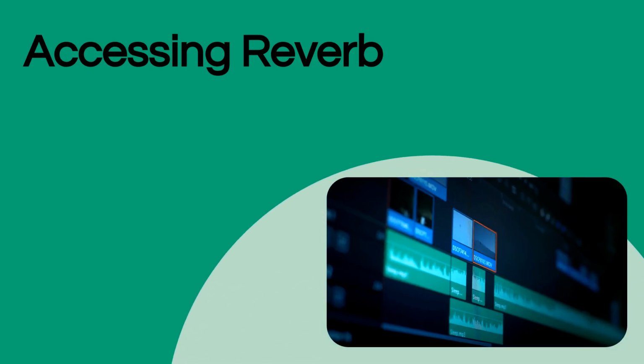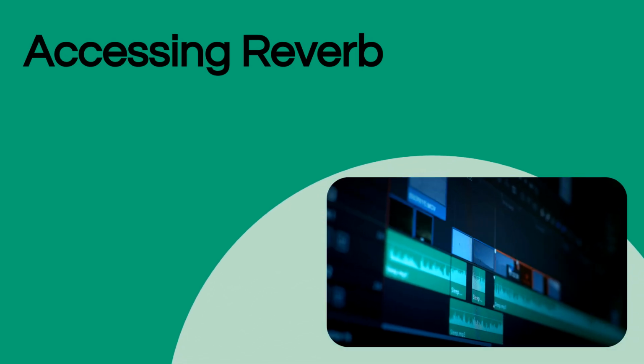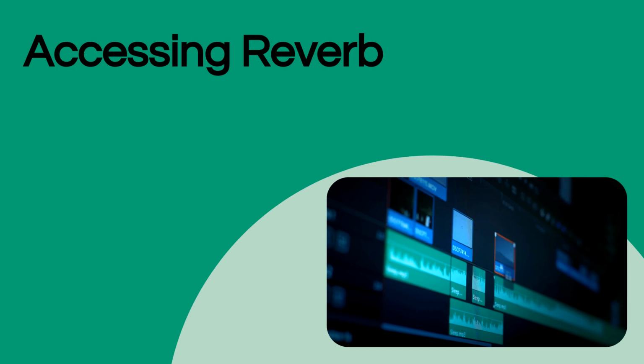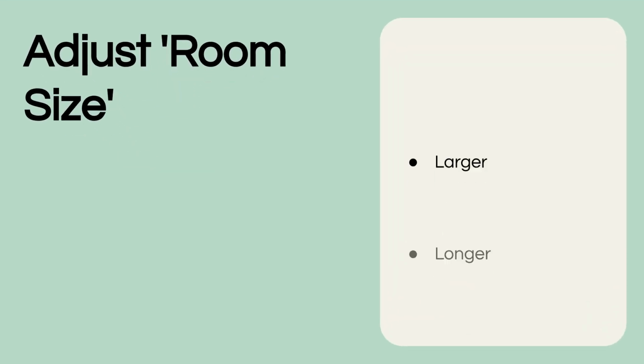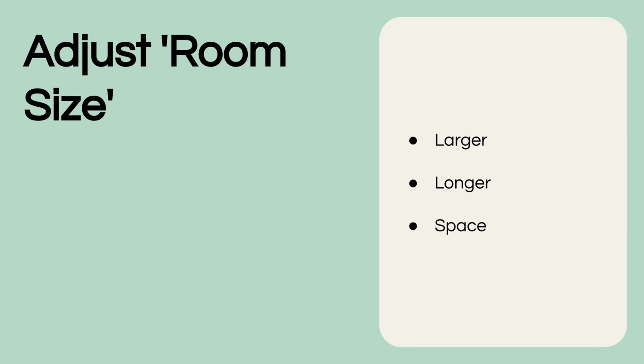Let's start with a demonstration of what reverb does. Notice how the sound seems to sustain and reflect off imaginary surfaces. To access reverb in Audacity, first select the audio track you want to modify, then go to the Effect menu and choose Reverb. The room size parameter determines the perceived size of the space.